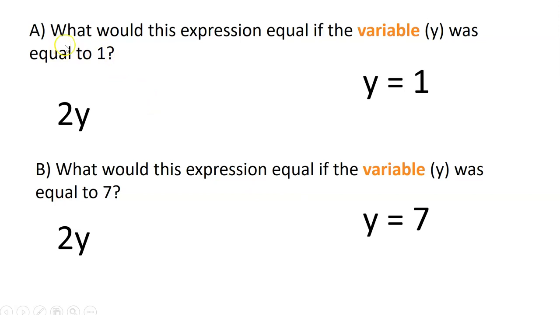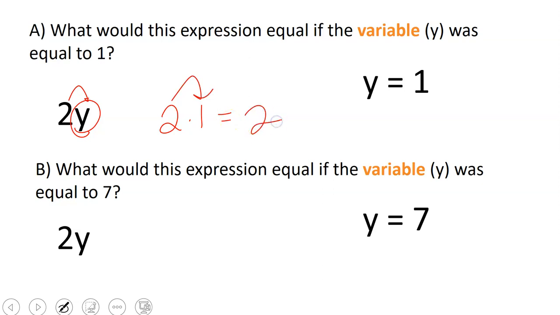Here's our first example. What would this expression equal if the variable y was equal to 1? So let me grab a pen, and I'm going to replace y with 1. So this is 2 being multiplied by y. So 2 times 1, now we're multiplying 2 times 1. 2 times 1 is 2. Now look at part B. What would this expression equal if the variable was instead 7? Well, 2 is still being multiplied by y, but now y is 7, so we get 14.